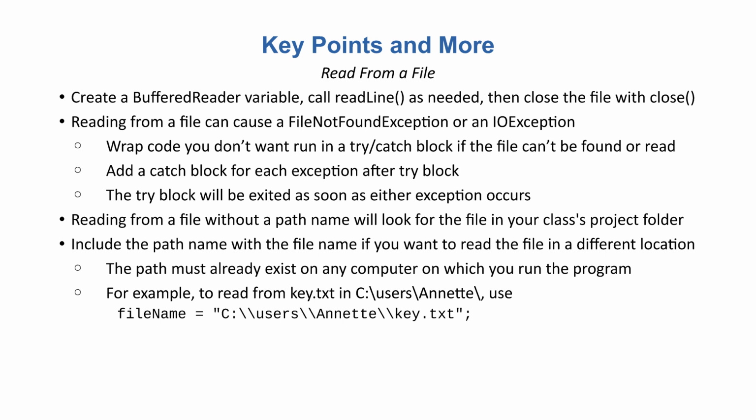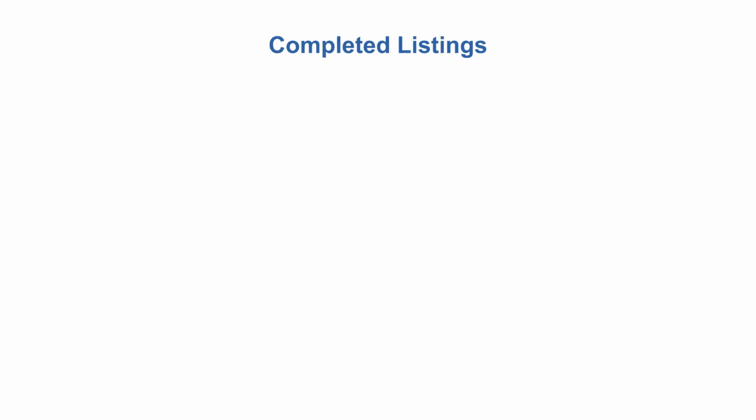For example, to read the key.txt file in c:\users_init, use the following code. Remember, you need to use the escape character in front of each backslash in Java strings. Here are the completed listings for all the exercises in this video.